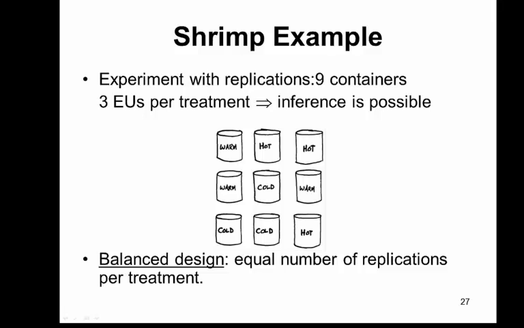This recording will help you to create a randomization scheme for a completely randomized design within blocks. For this example, we have a shrimp example where we're looking at the effect of water temperature on shrimp. And in this example, we have three different treatments: warm water, hot water, and cold water.